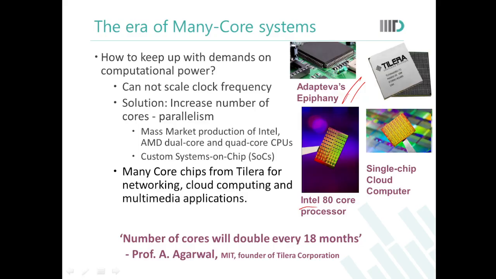Because of these challenges, the growth has not been that drastic as was predicted some time back by the founder of Tilera. He is also a professor at MIT, Professor Anant Agarwal. He proposed a corollary to Moore's law, which said that the number of cores will double every 18 months. That has not happened in the true sense, but if we can address many of these challenges I just mentioned, maybe in the future we will be in a position where the number of cores will increase very frequently.